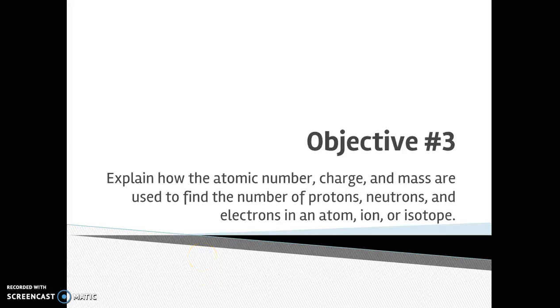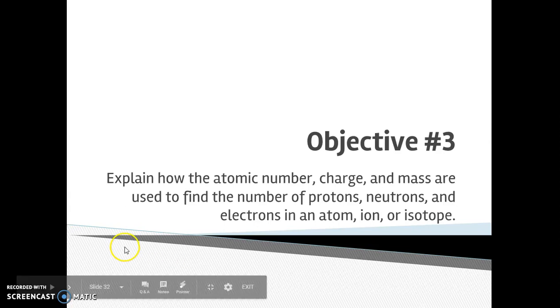All right, welcome to the screencast for Unit 3. This is objective number 3. We're going to talk about how the atomic number, the charge, and the mass are all used to find the number of protons, neutrons, and electrons, whether we're dealing with an atom, an ion, or an isotope. These should not be foreign words or foreign vocabulary terms to you, but we will go through what each of them means throughout this objective.